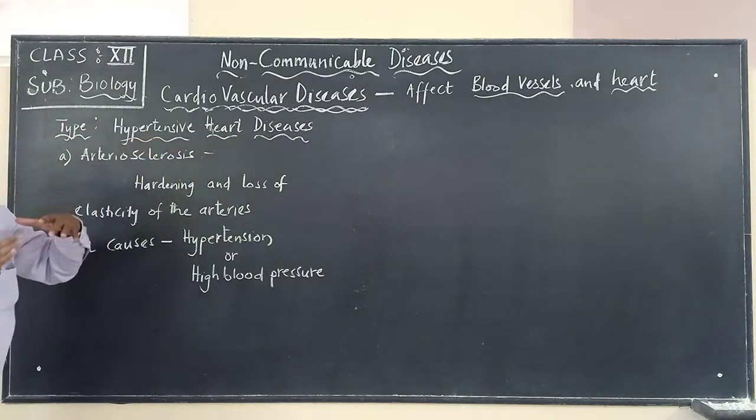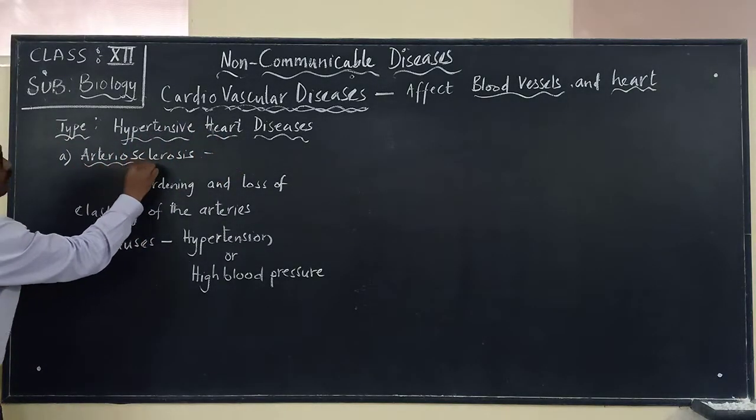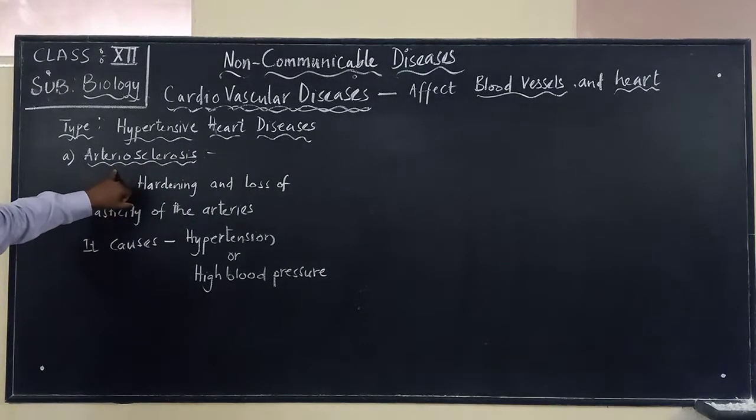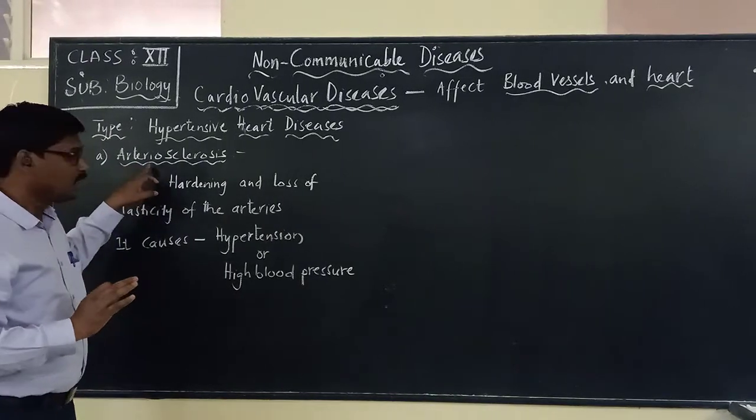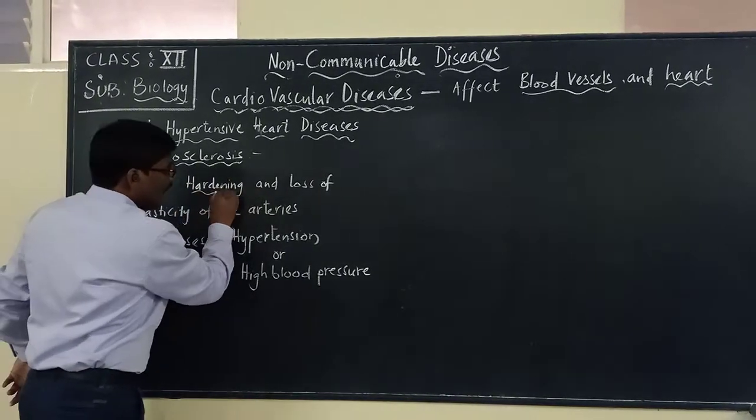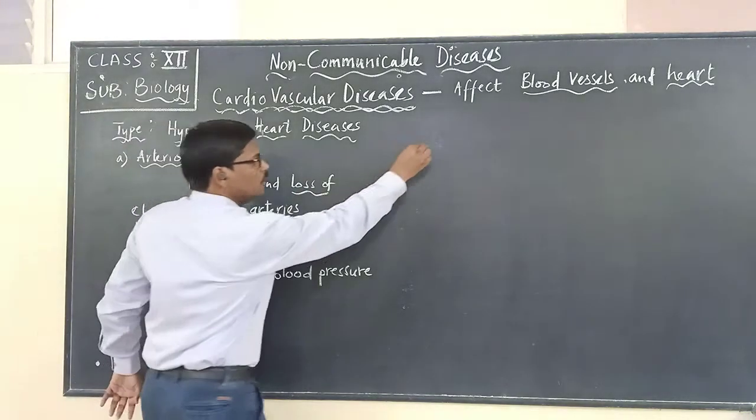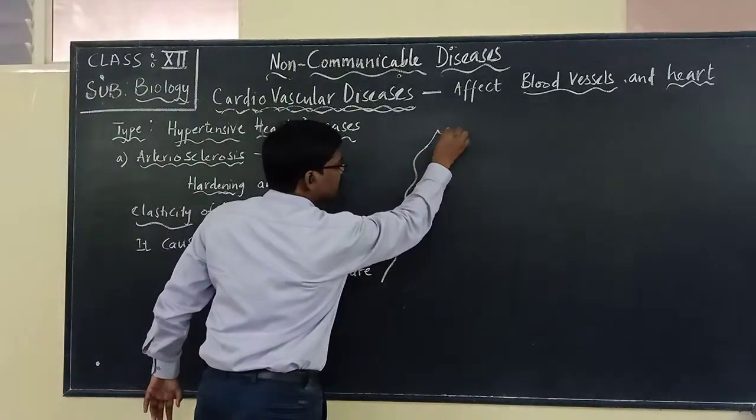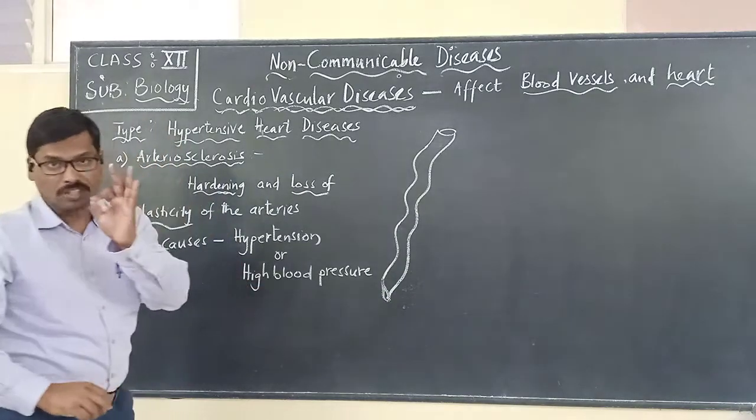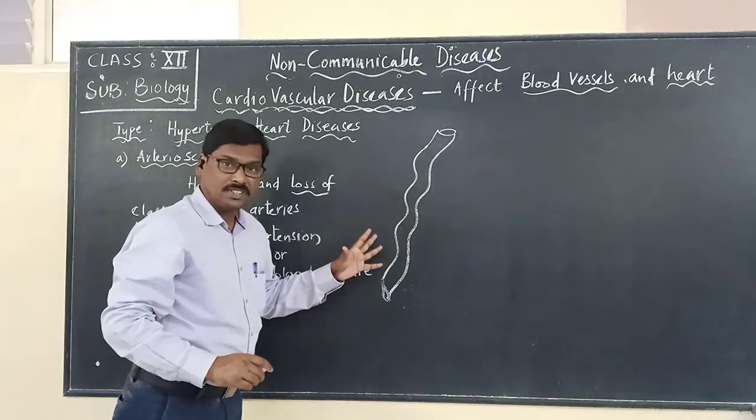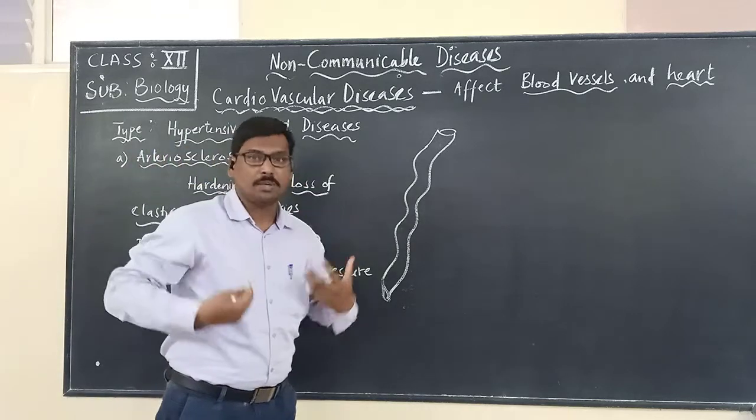So what comes under the hypertensive heart diseases? The first one, which we should keep in mind, is atherosclerosis. Atherosclerosis means a hardening and loss of elasticity of the arteries. As we know, among the blood vessels, the arteries carry the oxygenated blood. When the pressure increases, the blood should be pumped through these arteries to all the body parts.